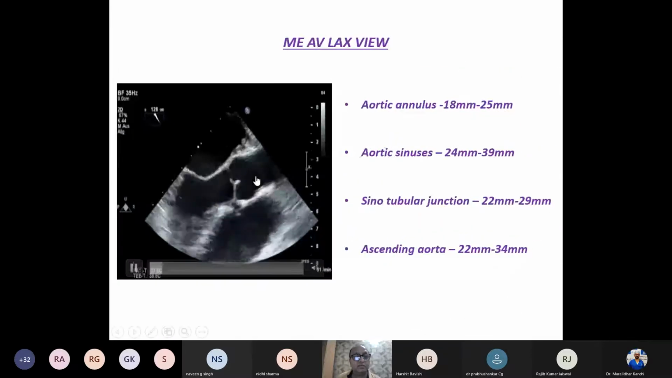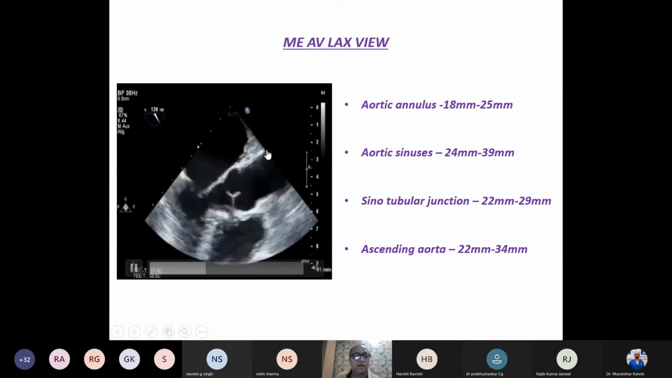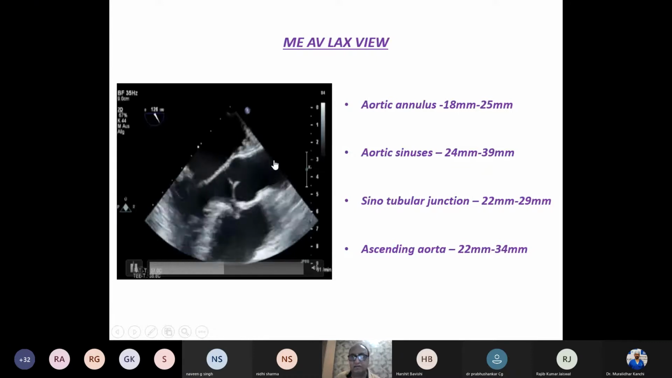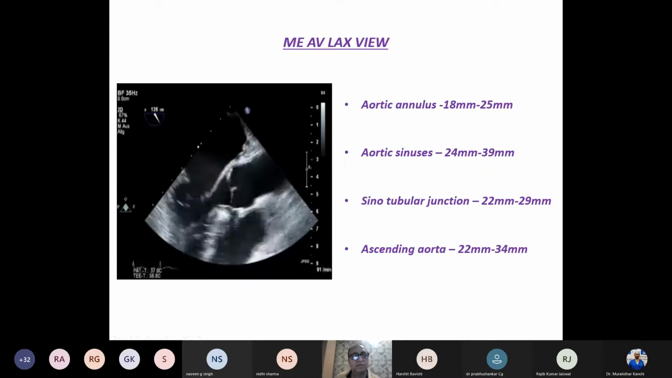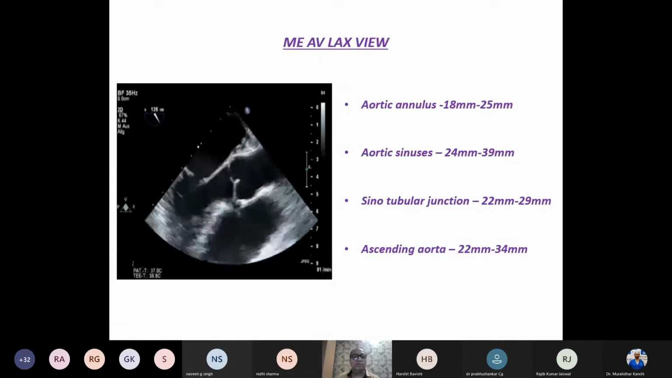This is actually the mid-esophageal ascending aortic long axis view, wherein you see the aortic root comprising of the aortic valve, the sinuses, sinotubular junction, and the proximal and the mid ascending aorta. Distal ascending aorta is not visible because it is a blind spot of transesophageal echo.